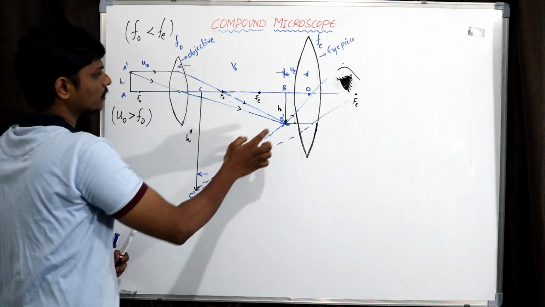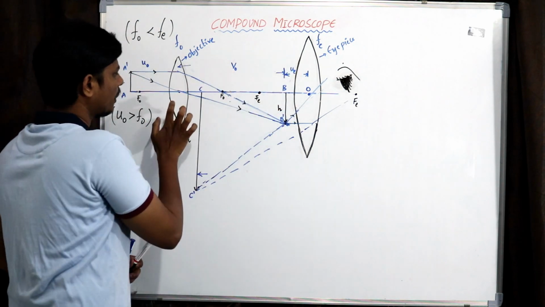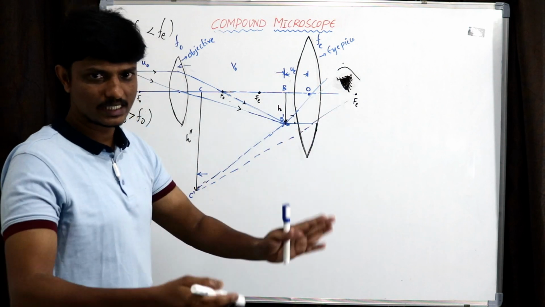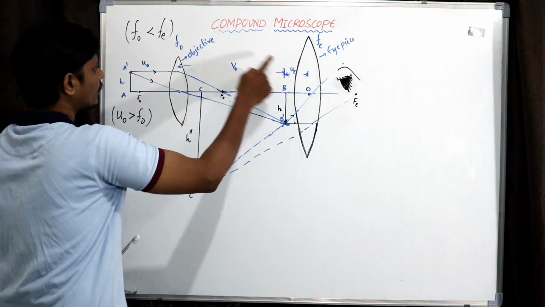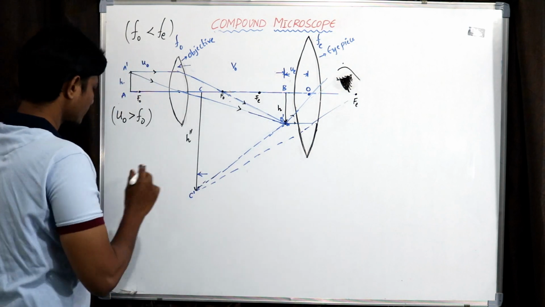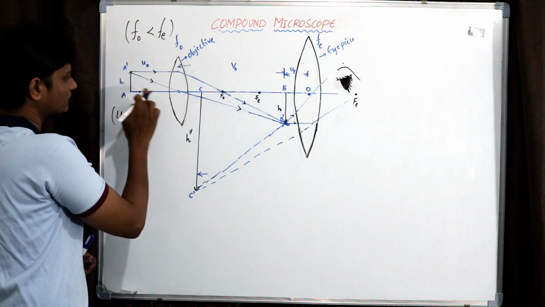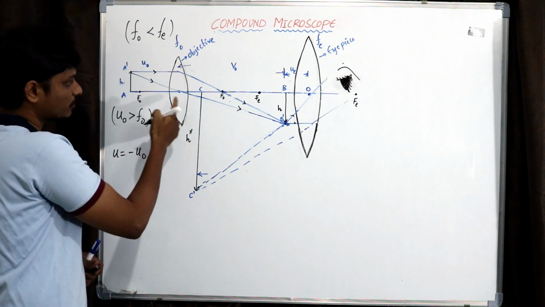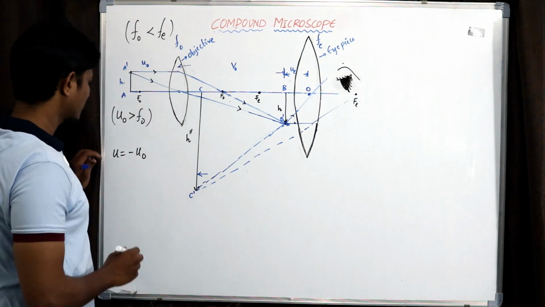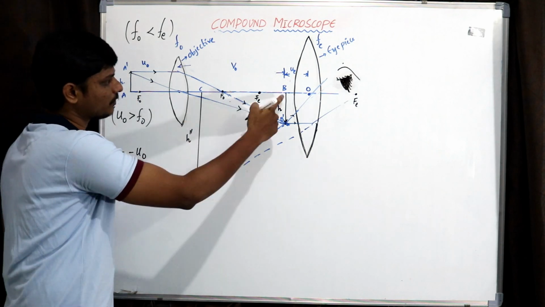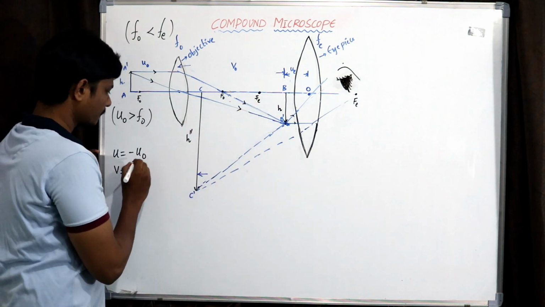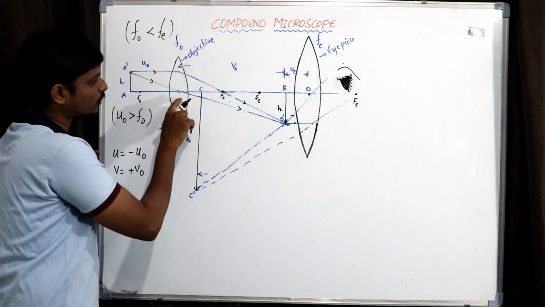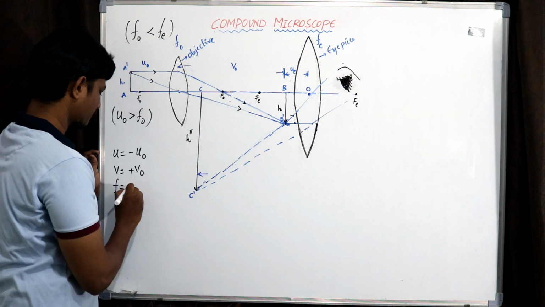I am talking about the first half, the objective lens. I am not completely discussing the eyepiece now, we will discuss it later. When I am talking about the objective lens, the object is placed in front of the objective lens at a distance of u naught, which is minus because it is in front of the lens, and the image produced by the objective lens is plus v naught, and the focal length of the objective lens is f naught.